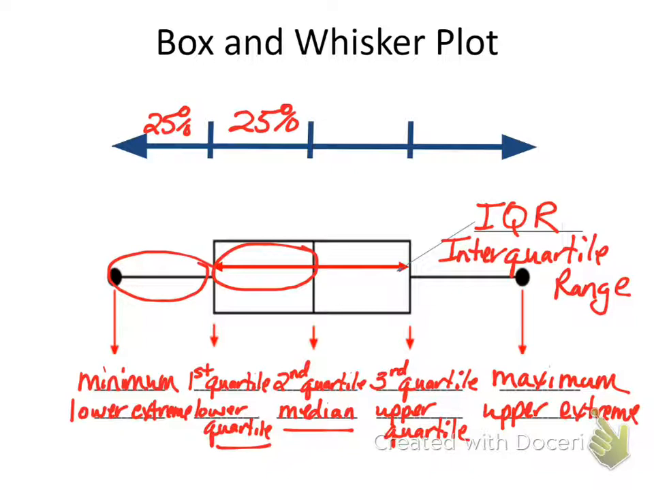Then another 25% falls between the median and the upper quartile. Oops, 25%. And the final 25% is the whisker. Okay, so I want you to just think for 1 second. 50% of the data is contained inside the box.